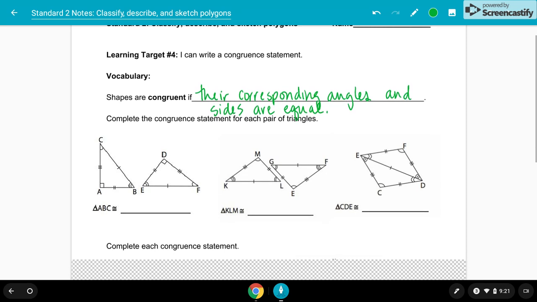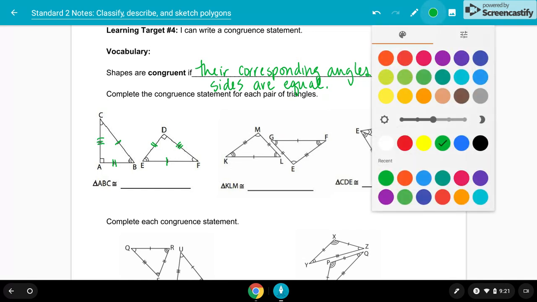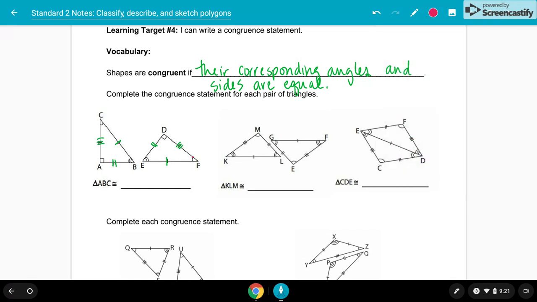It is clear to see, I think, because of the marks, that this side is equal to this side. This one is equal to this one. That one is equal to that one. Also, those two are equal, those two are equal, and those two are equal, so those two shapes are congruent. Those two triangles are congruent.